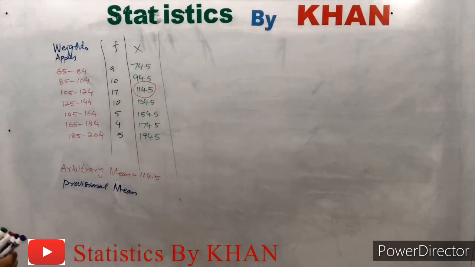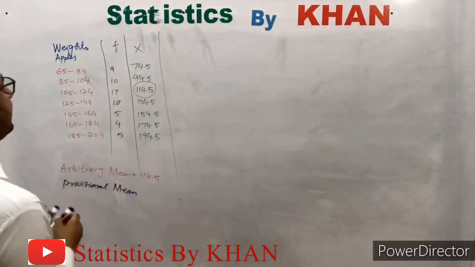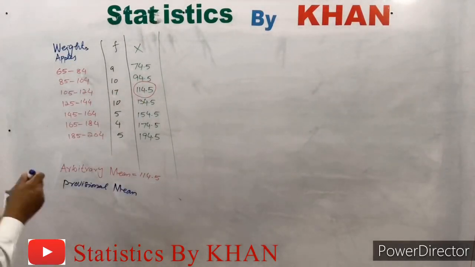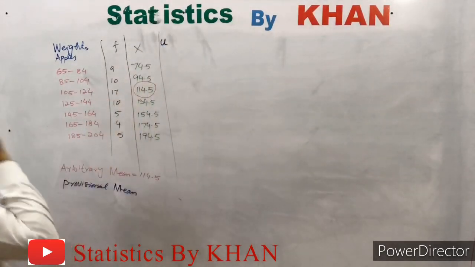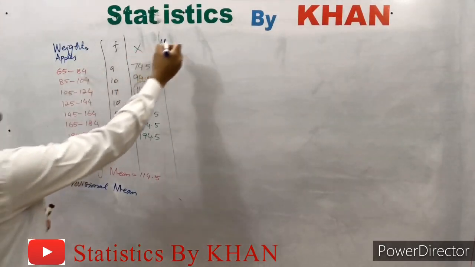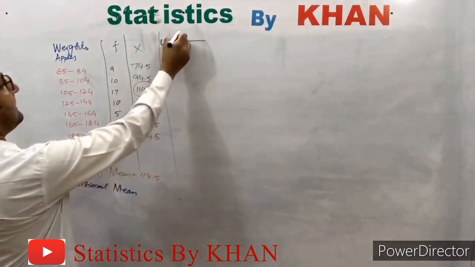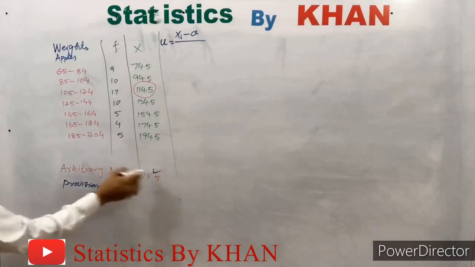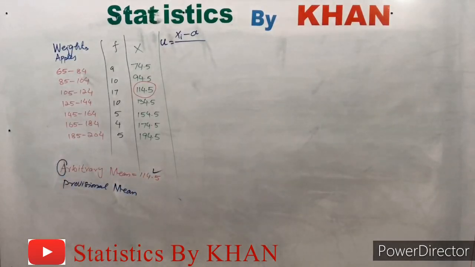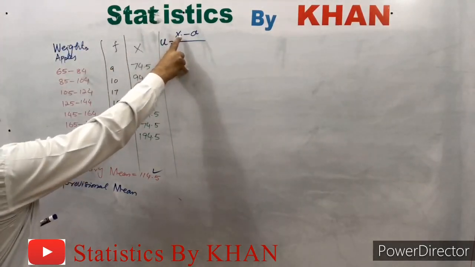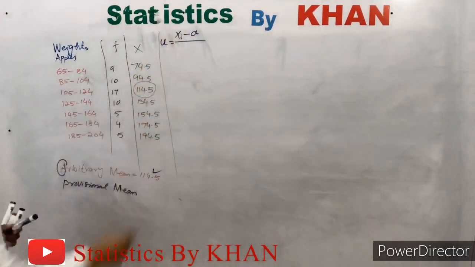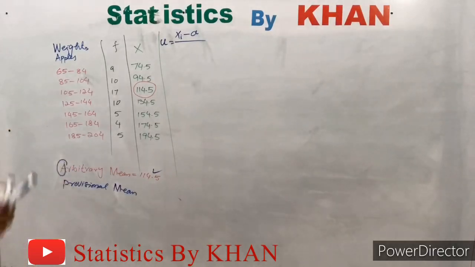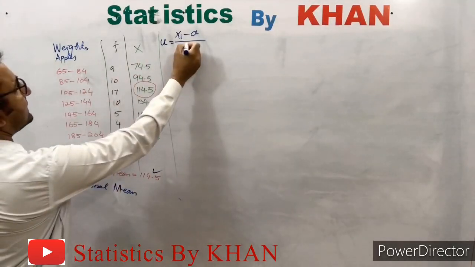So in the coding method, what do we do? We denote the next column by u. And how do we code this u? We code this u like this: u = (xi minus a) divided by i. What is a? a is the arbitrary mean, the first letter of the spelling of arbitrary. What do we do? We subtract this arbitrary mean from each value of x and divide that difference by the uniform class interval. I denote it by i.